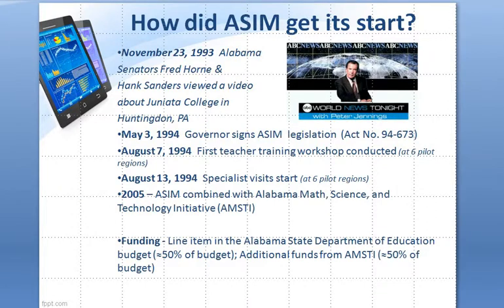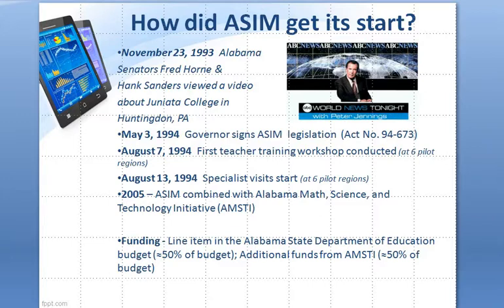How did the program get started? Well, in November of 1993, 2 Alabama state senators, Fred Horn and Hank Sanders, were watching TV and they viewed a video about Juniata College in Huntington, Pennsylvania. They decided to take a group to Juniata College and to view their Science in Motion program.